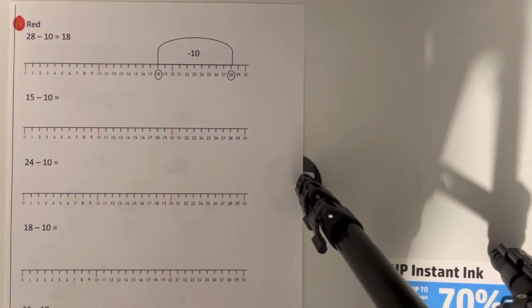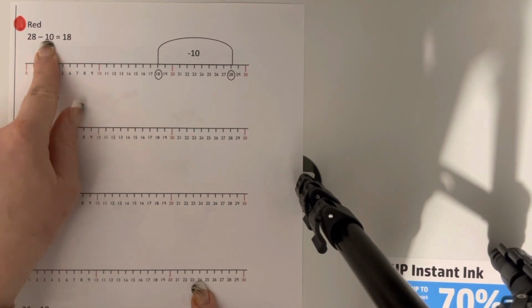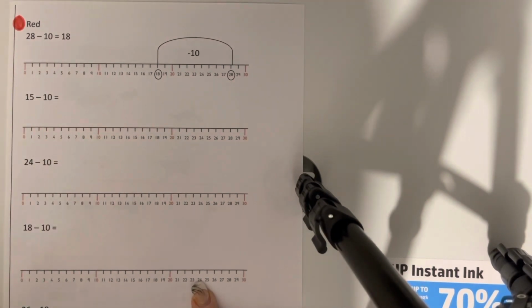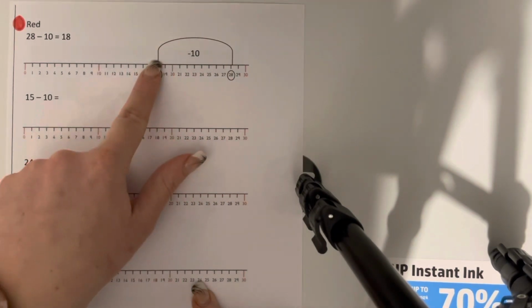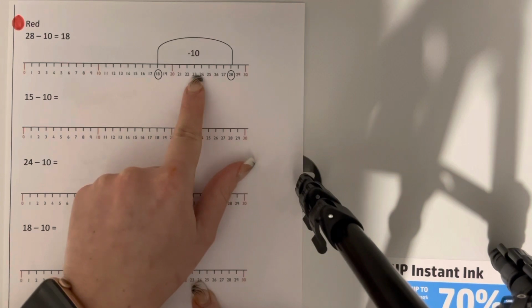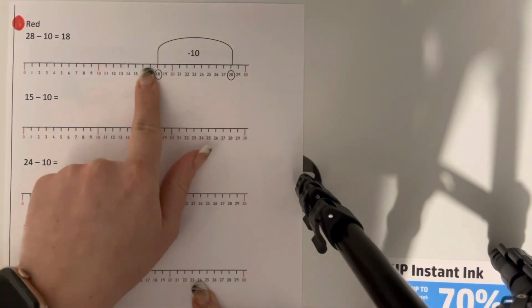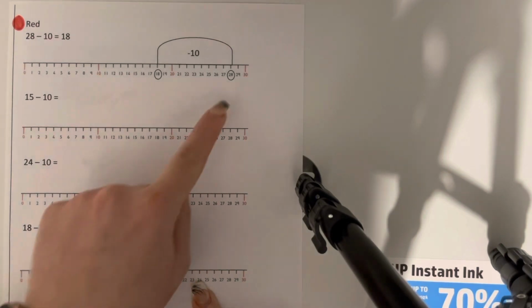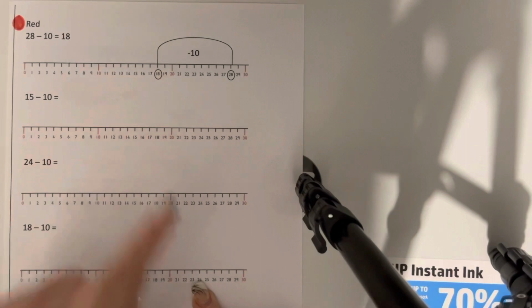Starting on red today, you need to just simply subtract 10 or take away 10. And some of us might not be ready to do big 10 jumps yet. So if you jump back 1, 2, 3, 4, 5, 6, 7, 8, 9, 10, and then draw your 10 jump, that's okay, as long as you record at least one big 10 jump over your little jumps.